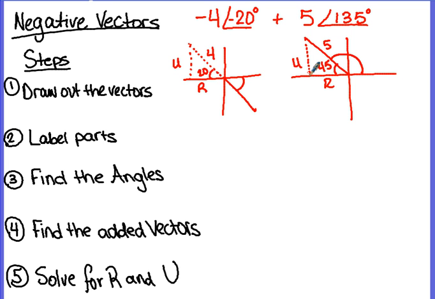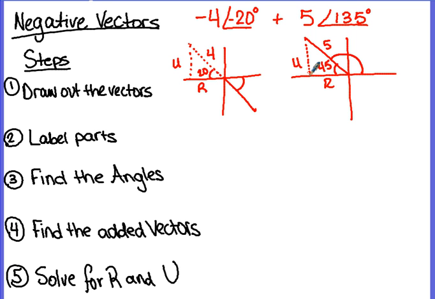All right, so we've drawn out the vectors. We've labeled all of our parts. We found all of the angles. Now we just need to find our vectors, so we're looking for our R's and U's.